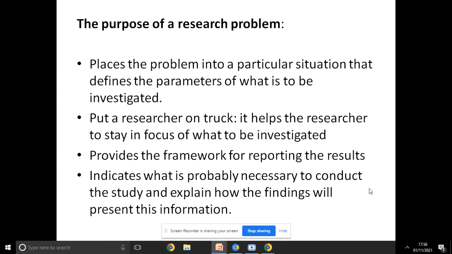The purpose of a research problem, number one, places the problem into a particular situation that defines the parameters of what is to be investigated. Purpose number two, to put a researcher on track. It means that the researcher is supposed to be fixed on one area which he or she has to investigate. Also, the other purpose of a research problem is to provide the framework for reporting the results. It also indicates what is probably necessary to conduct the study and explains how the findings will present this information.